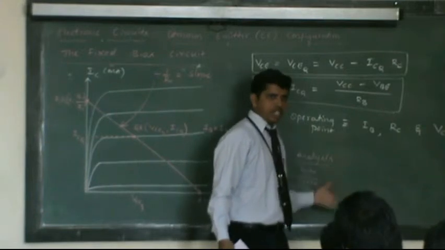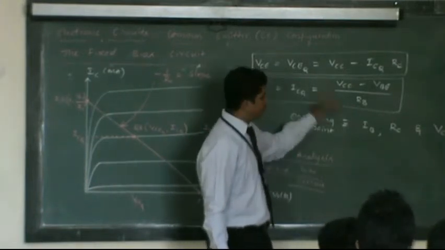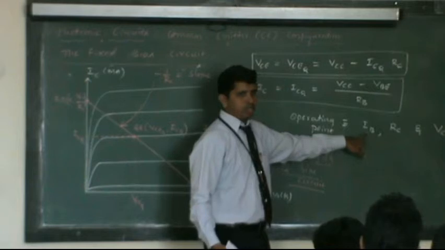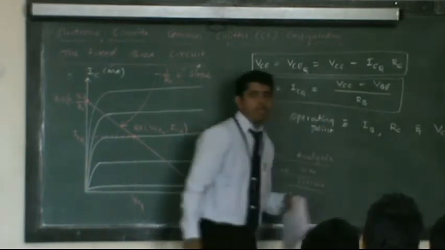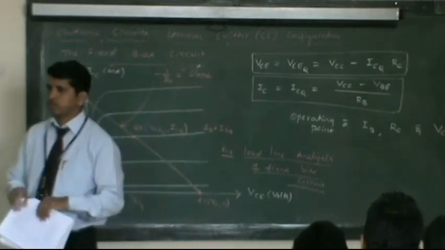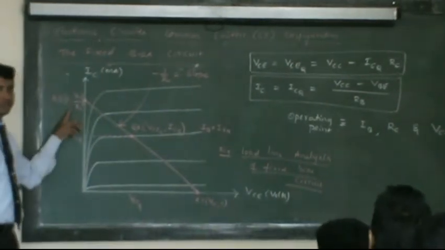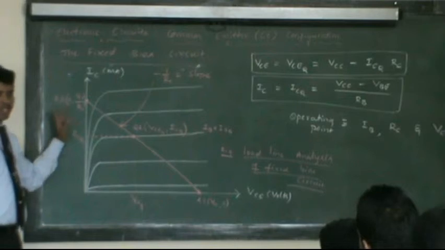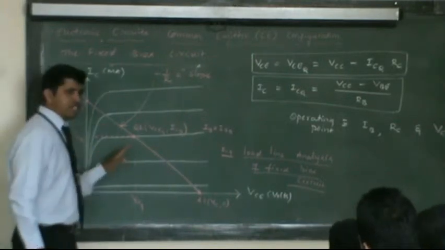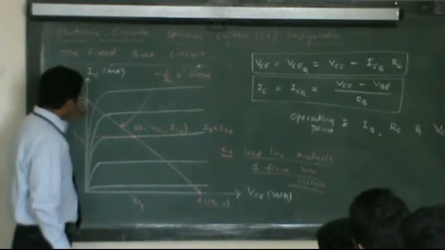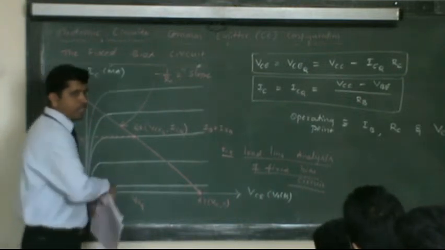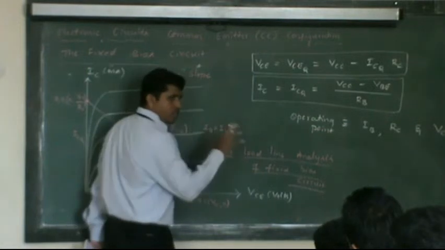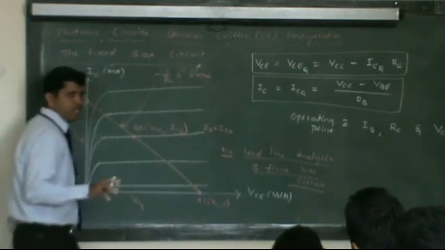If you vary one of these, I already showed IB. If you increase or decrease it, what is going to happen? If you increase IB, the operating point will mostly increase. What about RC? Look, RC is also here. Assuming that IB and the supply voltage are kept constant, I will only change RC. How does the operating point vary? You understand my point here? What am I trying to say?